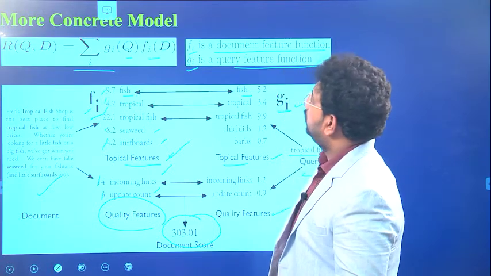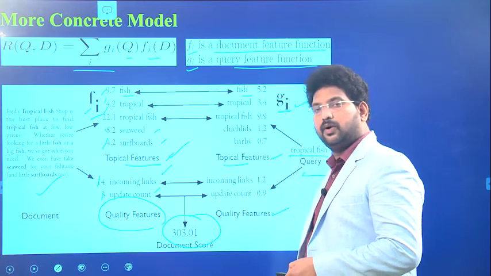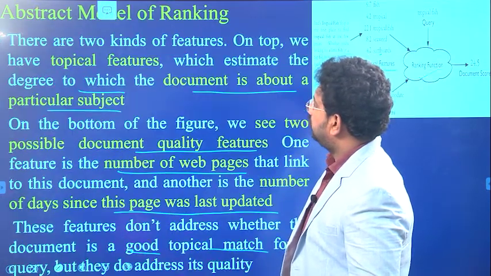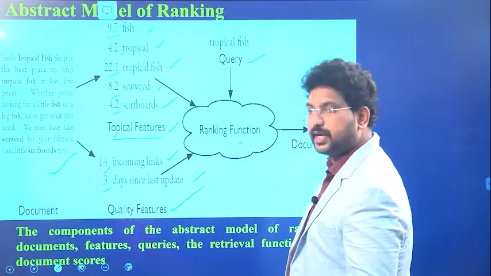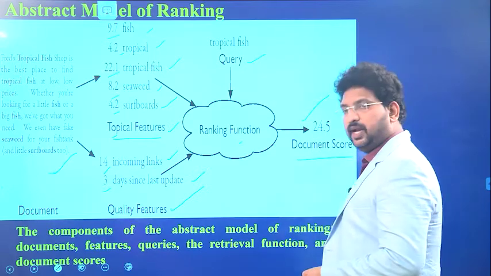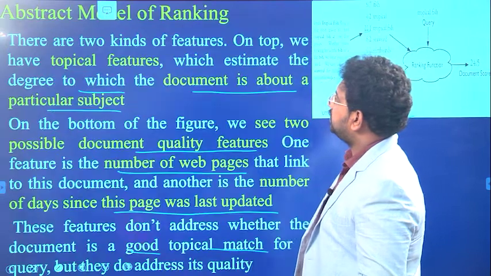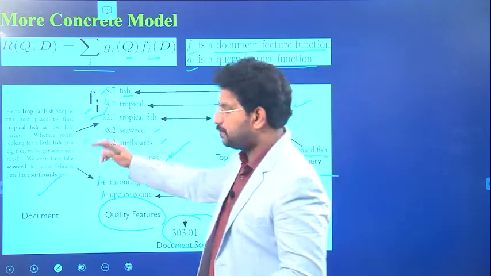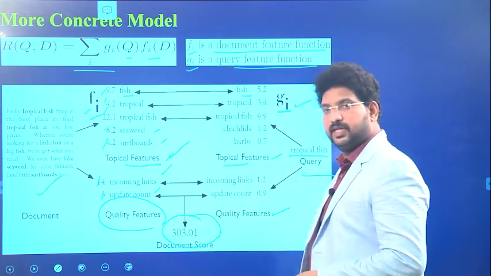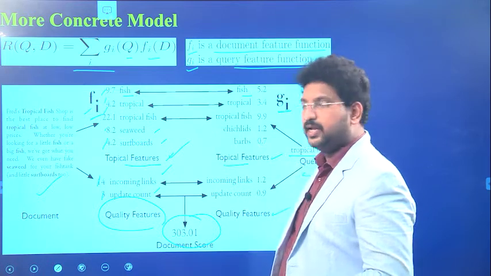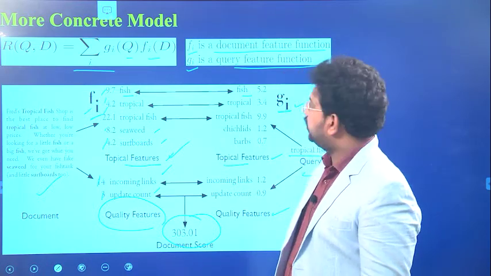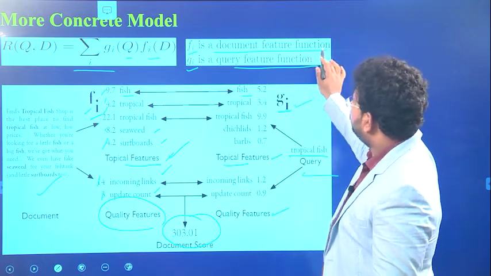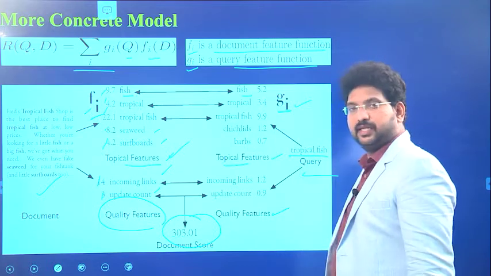So this is about the more concrete model. As part of the abstract ranking model, we come to know how we are going to generate the document score in general, and from the more concrete ranking model we try to understand with the example how the document is processed, how the query is processed, how the values are assigned, and how the document score will be analyzed. If you observe here, this is the more concrete ranking model. Fi is the document feature function and gi is the query feature function.